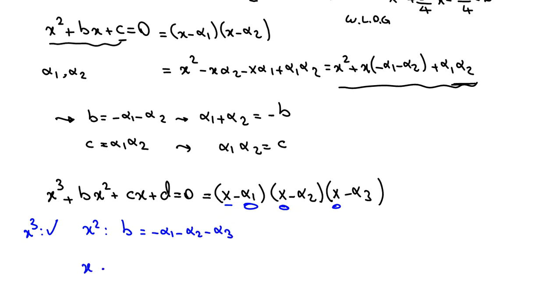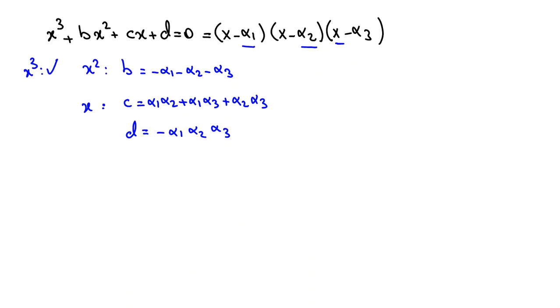If you consider the coefficient of x, left side will be c, right side will be what? If you want to calculate that, okay, so for the coefficient of x, you select, for example, x here, and then negative alpha 1, negative alpha 2, negative, negative, positive, it will be alpha 1 alpha 2, similarly, plus alpha 1 alpha 3, plus alpha 2 alpha 3, and the constant is what? Left side d, right side negative alpha 1 alpha 2 alpha 3, you shouldn't select x. So here for degree 3, we found this, and we want to generalize it.